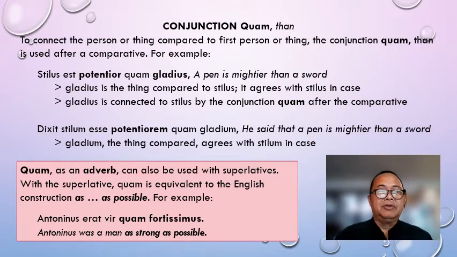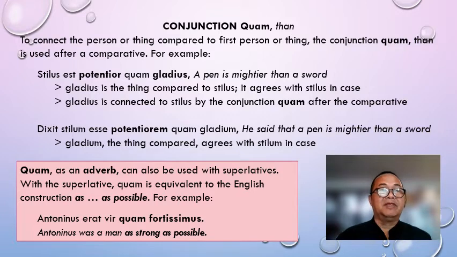So when you make a comparison in a sentence, there is the need of the conjunction quam, or in English, than. For example, in English we say, a pen is mightier than a sword. So quam is the conjunction to connect the person or thing compared to the first person or thing.